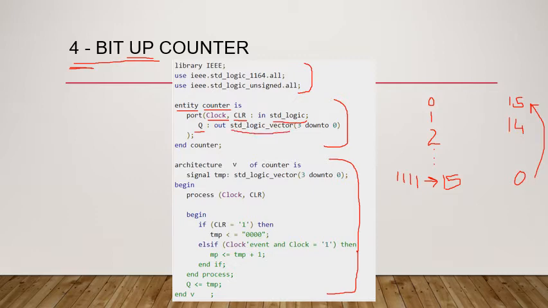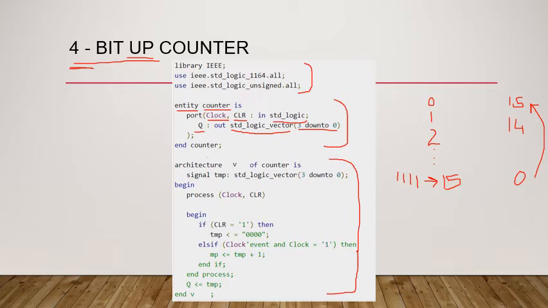What does this mean? It is a sort of array. STD_LOGIC_VECTOR is a keyword, and we write 3 down to 0. What is the significance of this? Q is a 4-bit array, or vector, and the values are Q3, Q2, Q1 and Q0. This is the meaning of 3 down to 0. So we have done the entity declaration here.